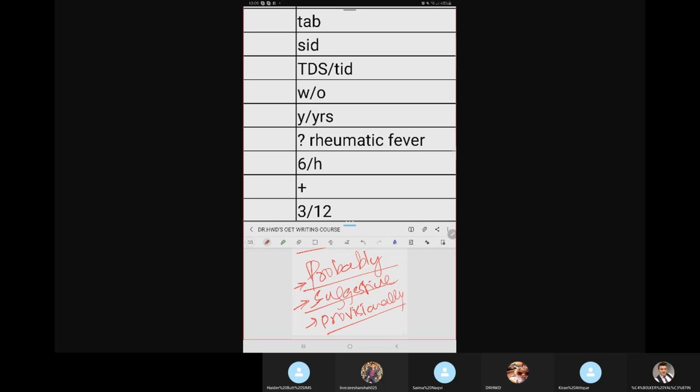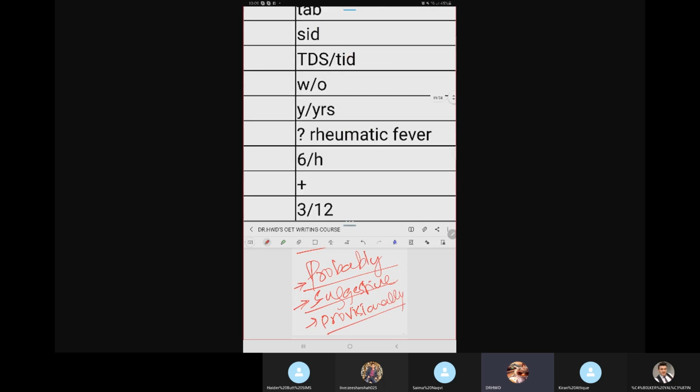Okay. So here is plus. What does plus mean? It could mean two things. That is either it's positive or it's increasing in quantity, right? Like you found nitrates on the midstream urine, and those were plus plus plus. It means abundant nitrates, right? Abundant nitrates on the urine. Either it could mean positive or it could mean abundant.